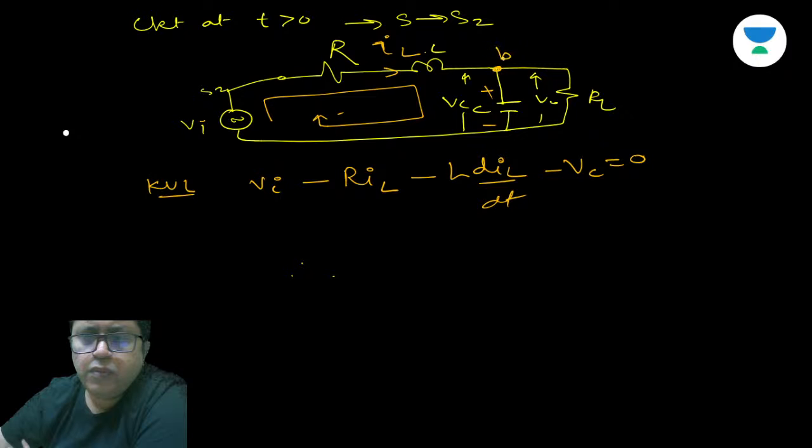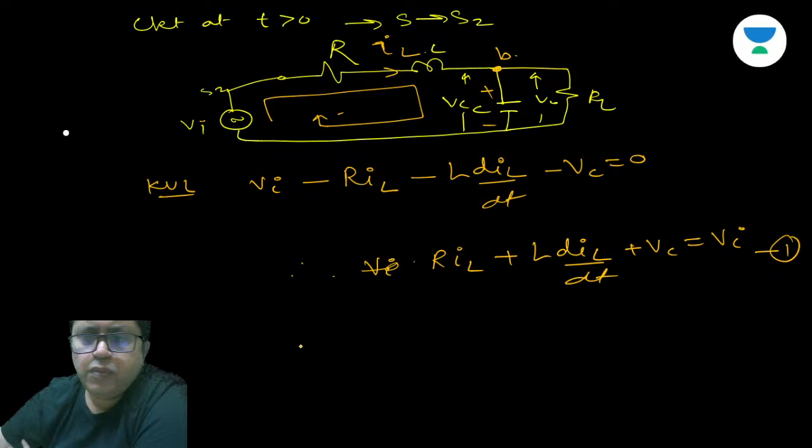this was point B. R IL plus L dIL by dt plus Vc is equal to Vi. Let this be equation 1.